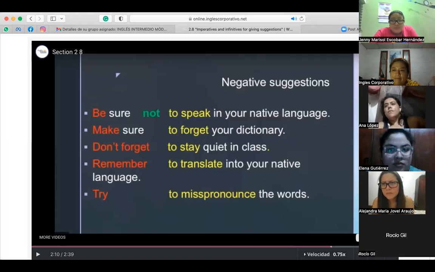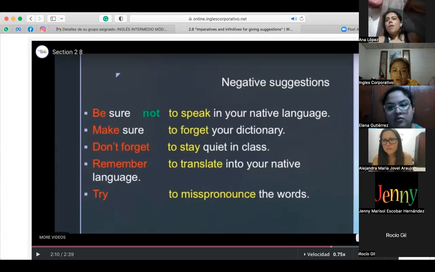Make sure not to forget your dictionary. Perfect, I like it. Okay, the other sentence, who wants to participate? Anna, go ahead. Don't forget to stay quiet in class. Perfect. But I do have to add the word not. Perhaps we have don't in the beginning. We have to add not because we are saying no olvides. Don't forget to stay quiet in class. No olvides permanecer quieto en clase. Okay, that's okay.